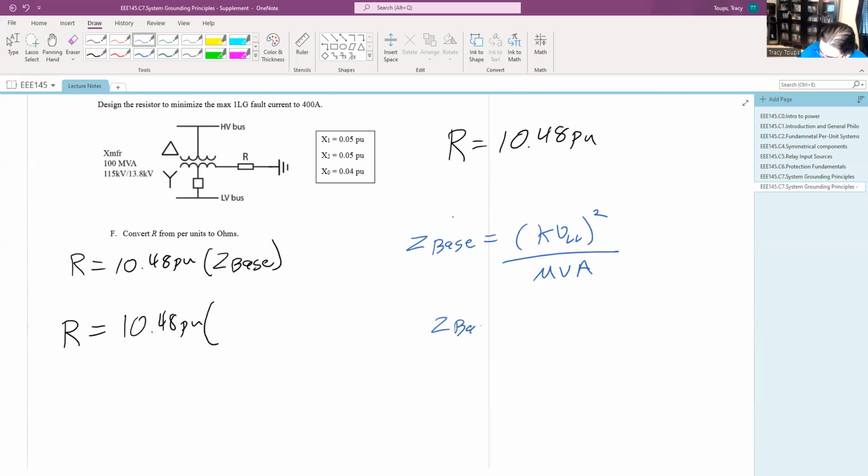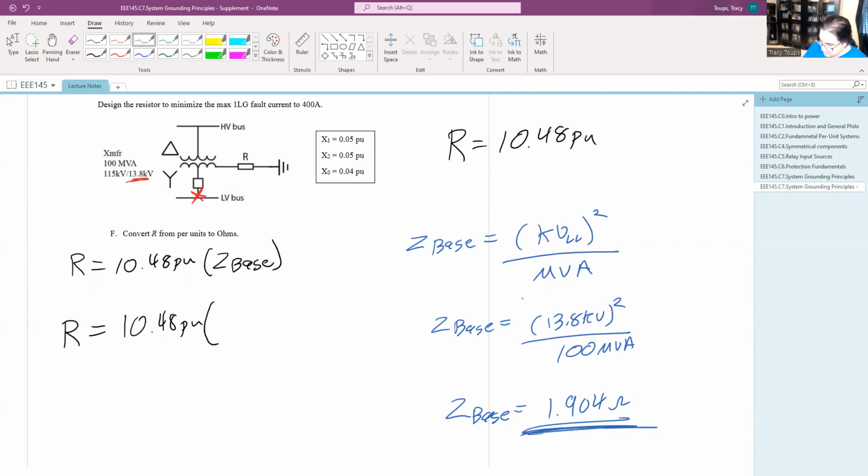So your Z base in this case, because the fault is on a low side voltage bus, we're going to use the low side voltage. This is 13.8 kV squared divided by 100 MVA. Okay, and what is Z base? It's like maybe 2 ohms, be my guess. 13.8 squared divided by 100. I got 1.904 ohms. Okay, that's my Z base.